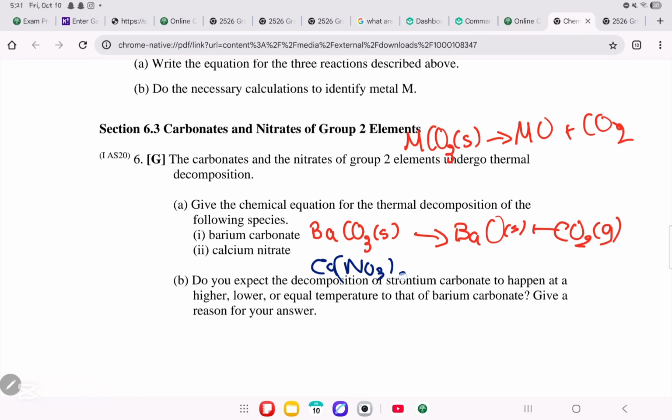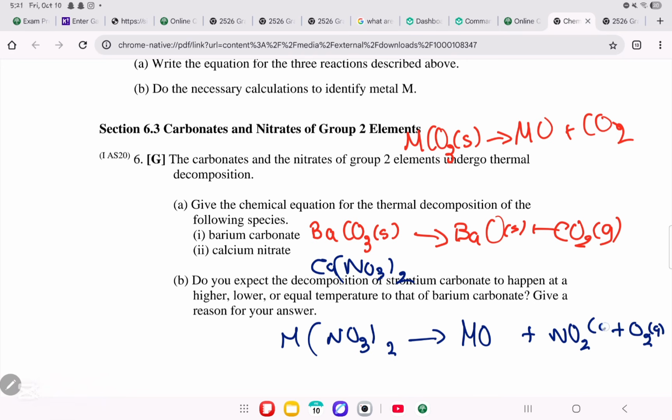Ca(NO3)2. Any metal of group 2, (NO3)2, when it decomposes, it will give us metal oxide, okay, nitrogen dioxide, and what? And oxygen gas. So this is gas, this is gas, this is a solid, and this is also a solid. But now, it's not a balanced equation. How do we balance it?